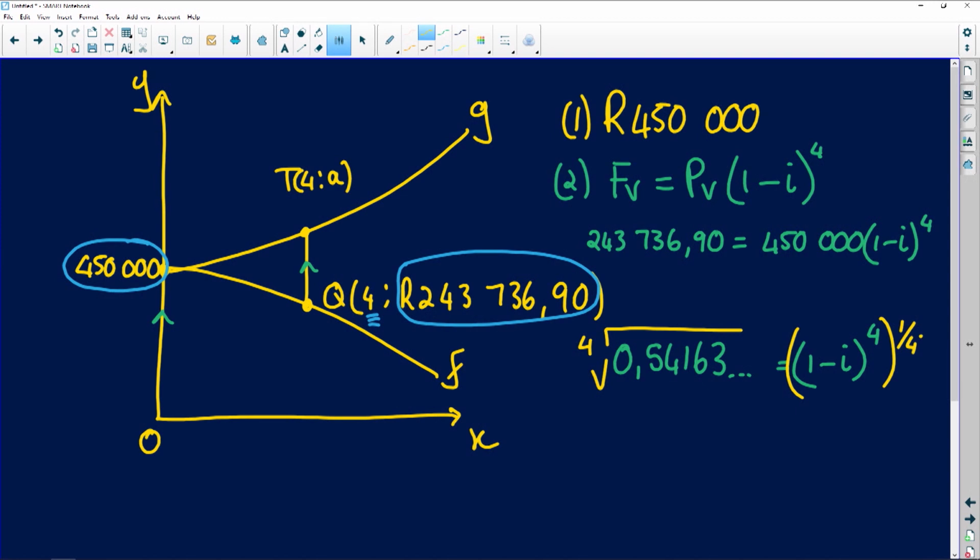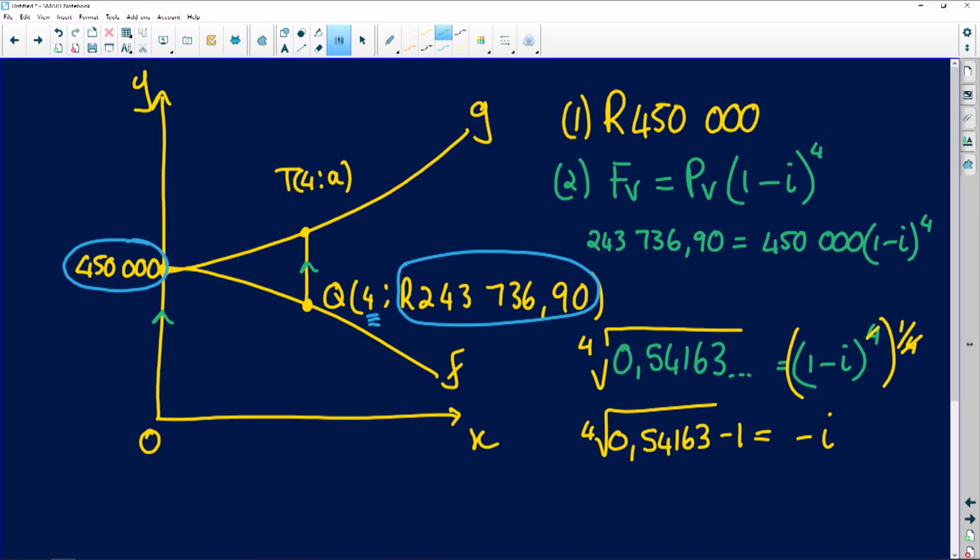So at this point, these two will be gone, and we'll have 1 minus i, which is equal to the fourth root of 0.54163. What's left for us is to take the 1 over. So this becomes minus 1, which removes it from the left. So you'll have a negative answer equal to a negative answer over here. Now remember, this will be the i value.